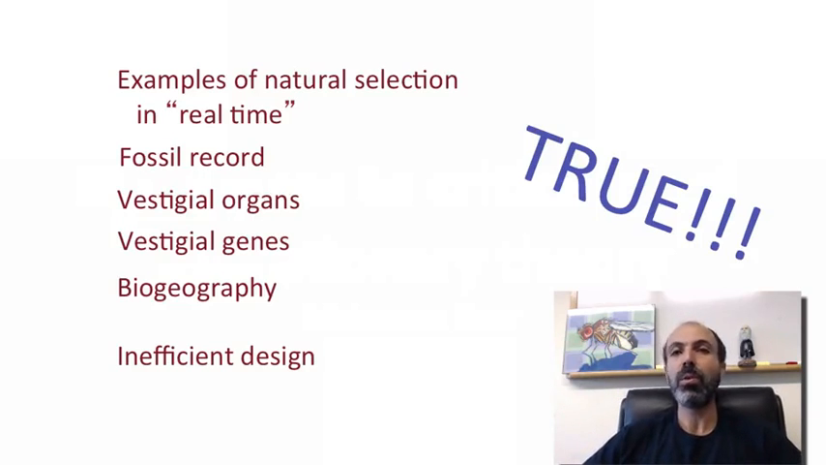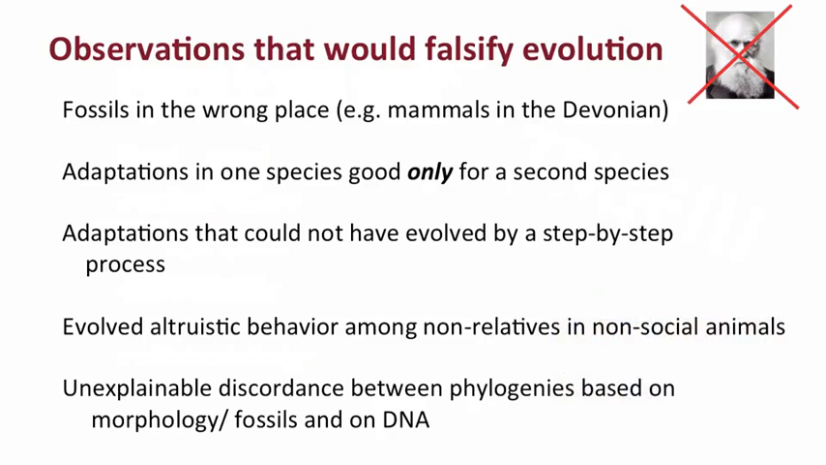So some of you may be thinking, well, are there any observations that actually would falsify evolution? The answer is yes, there are a few. One of them would be fossils in the wrong place. I mentioned to you before the famous quote from J.B.S. Haldane about fossil rabbits in the Precambrian would certainly falsify the truth of evolution and common ancestry of species. Mammals in the Devonian would do the same.